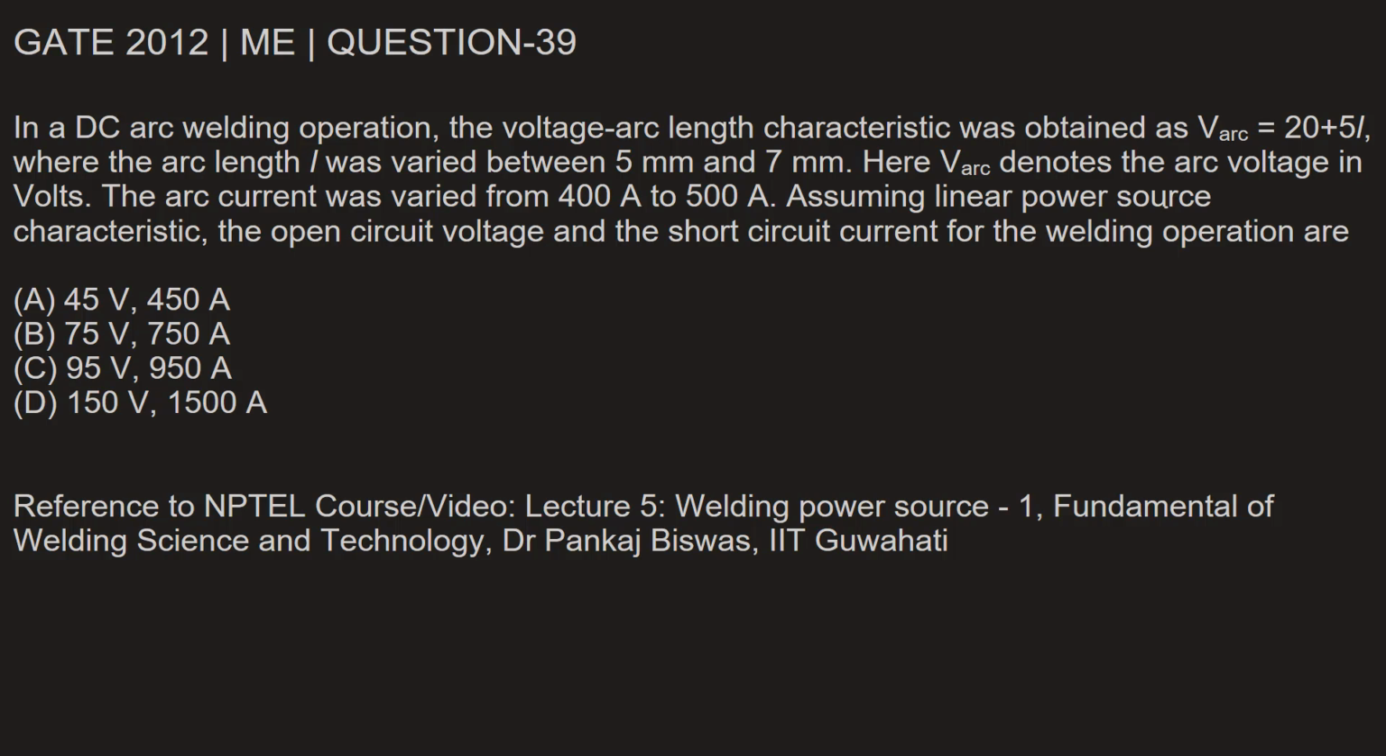Let's find out. Let's denote open circuit voltage with the short form OCV and short circuit current with SCC. The relationship of characteristic arc length is given with the arc voltage, V arc equal to 20 plus 5L, and L is being varied from 5 mm to 7 mm. So we can calculate the variation in arc voltage also.